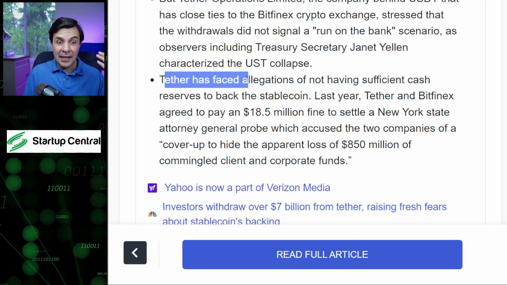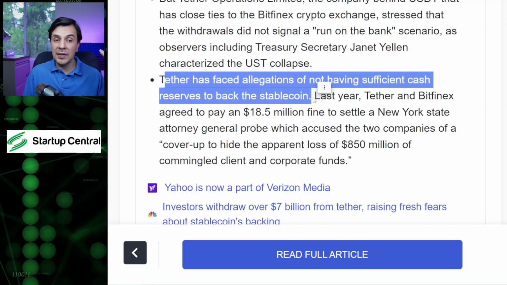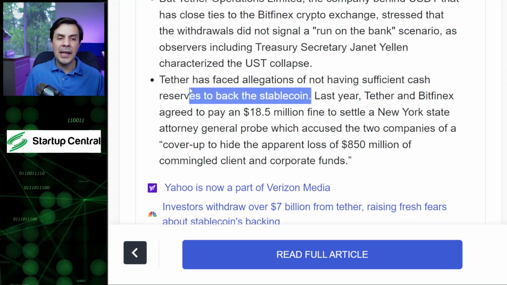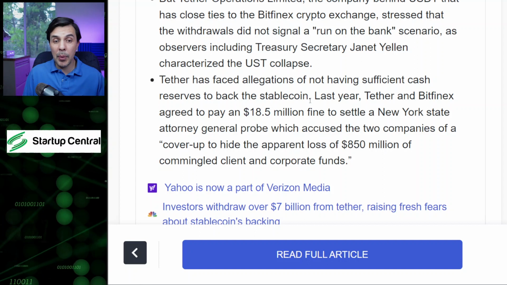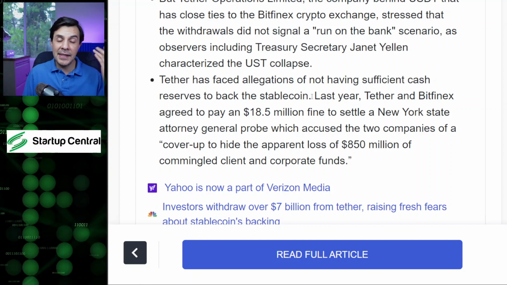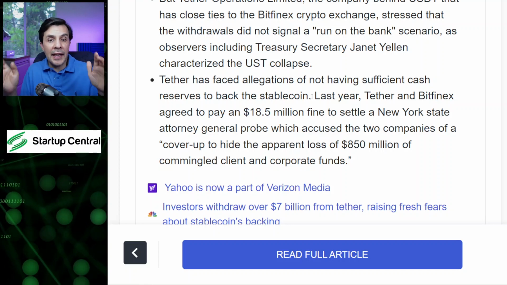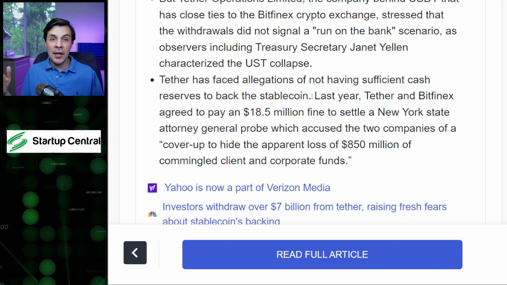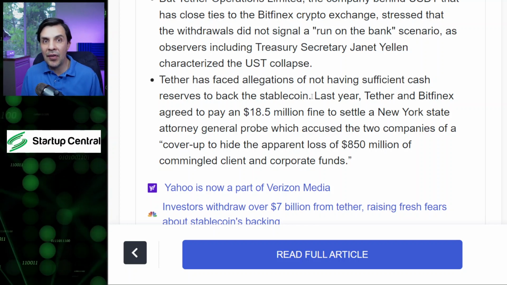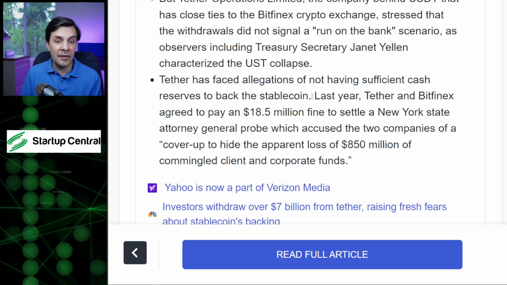It continues. Tether has faced allegations of not having sufficient cash reserves to back the stablecoin. And not only allegations, they actually state this in the reports. They say they have around 65% of their reserves in hard cash. The rest of it is corporate debt, treasury debt, and other instruments, which you will be able to find in that video I mentioned. And I'm going to place a link to that video also in the description of this video.